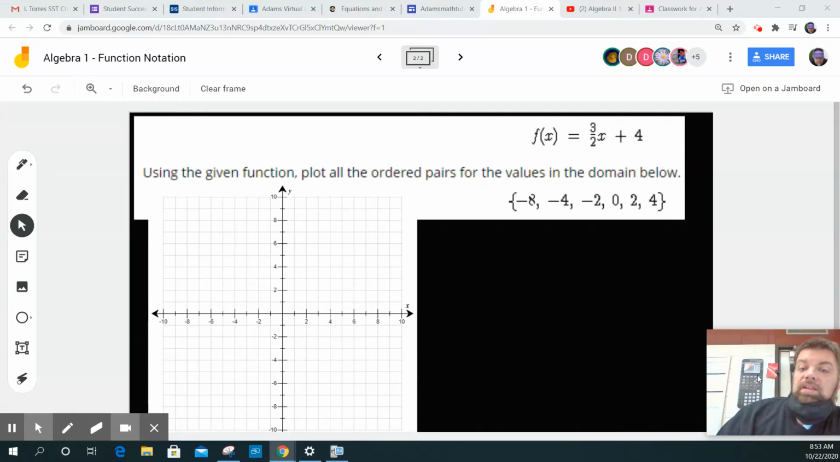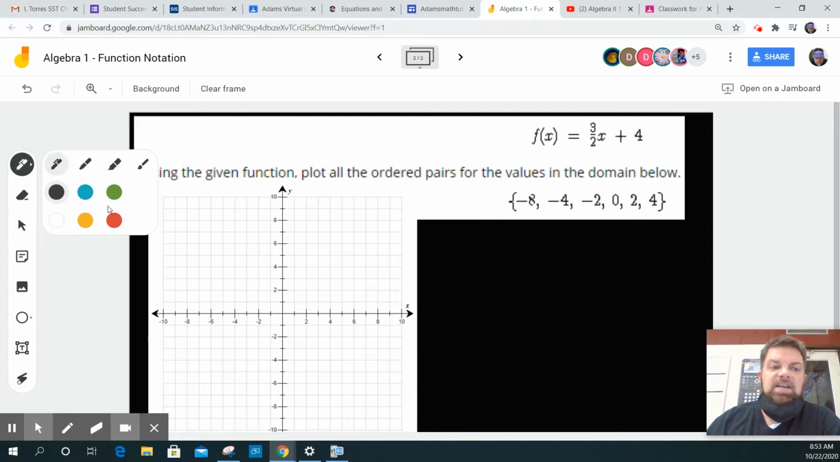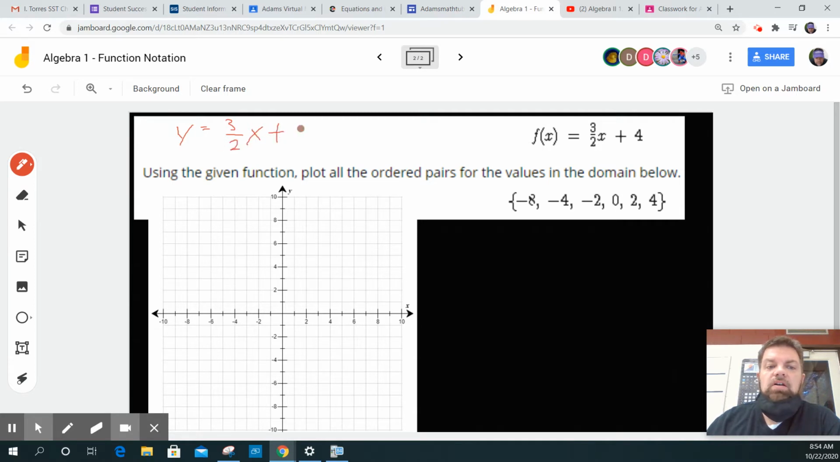So this f of x thing is just like saying y equals, right? So if I were to say y equals 3 over 2 times x plus 4, we would say that that's a mathematical relationship. And then after we looked at the data, we would determine that it's a function.